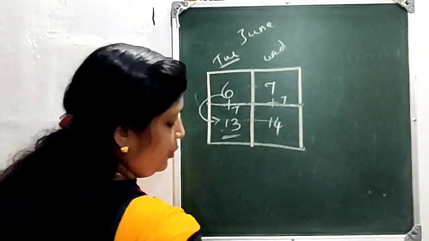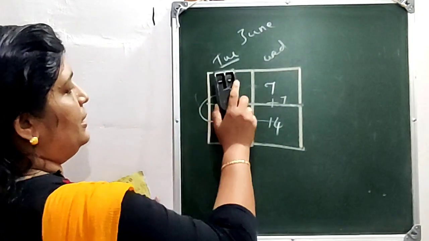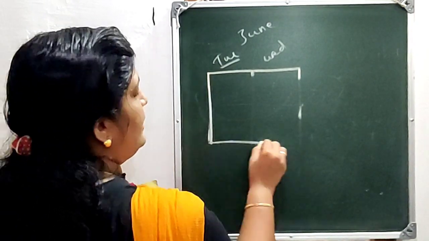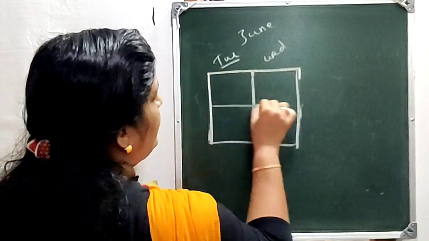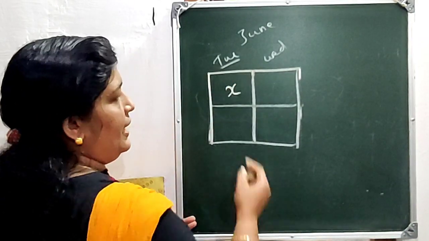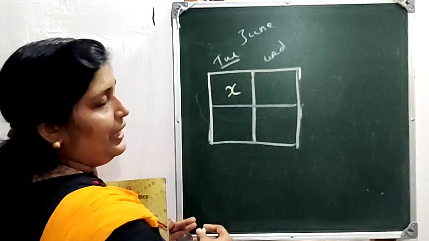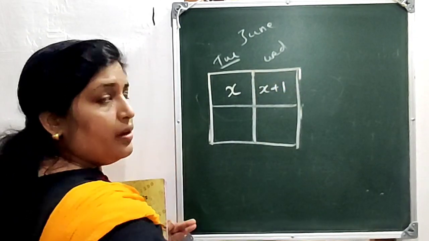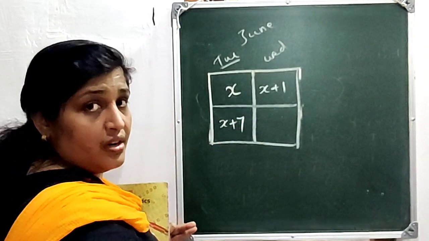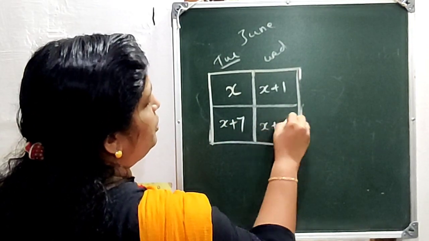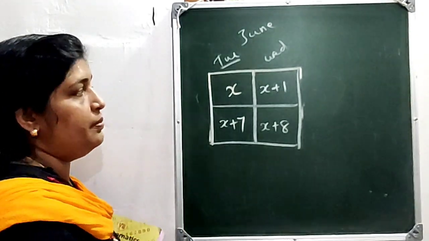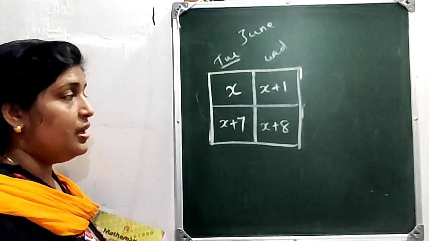Then if we use algebra, how do we represent the numbers? If we take a square of 4 numbers in a calendar, how do we write those numbers using algebra? Yes, if I take the first number as x, the second number in the calendar is x plus 1, right? Then what about this number? That is x plus 7, right? And the fourth number is equal to x plus 8.